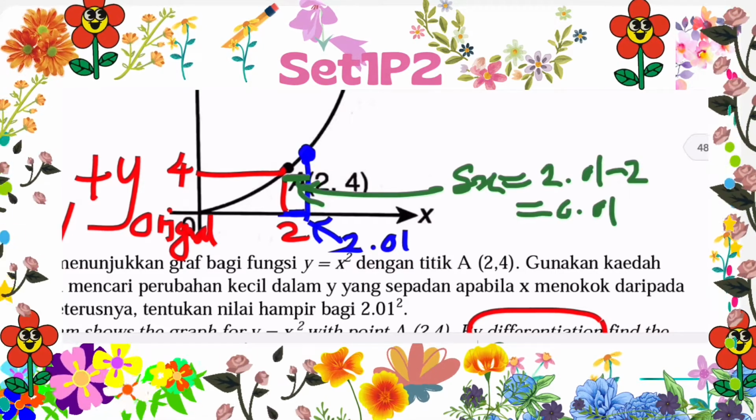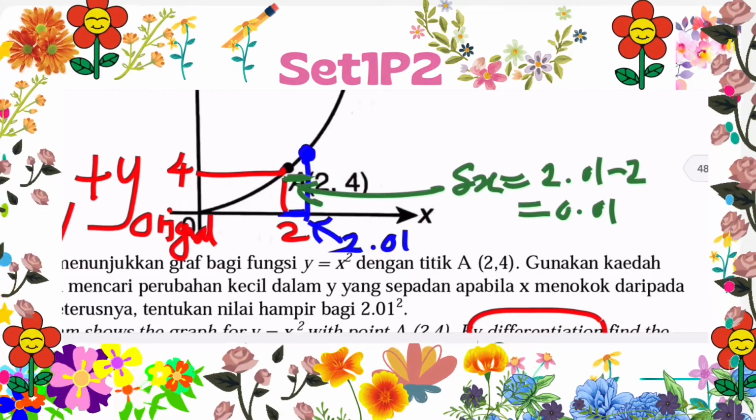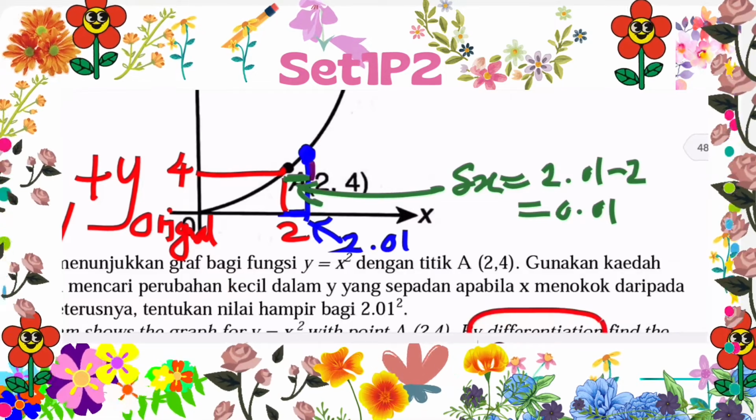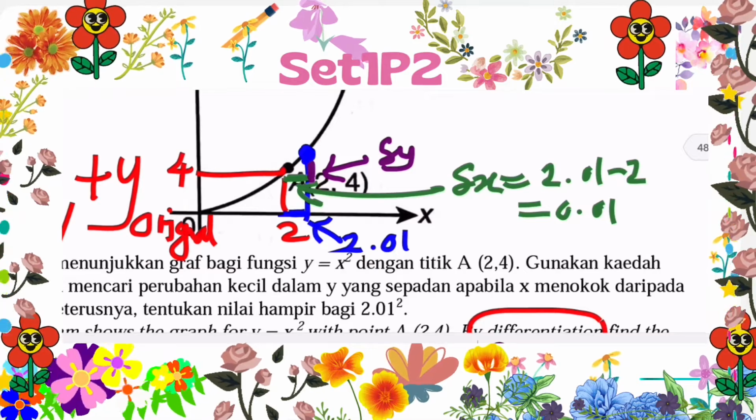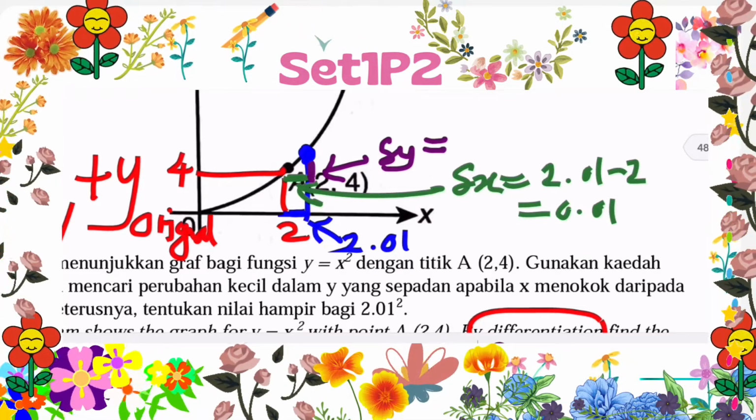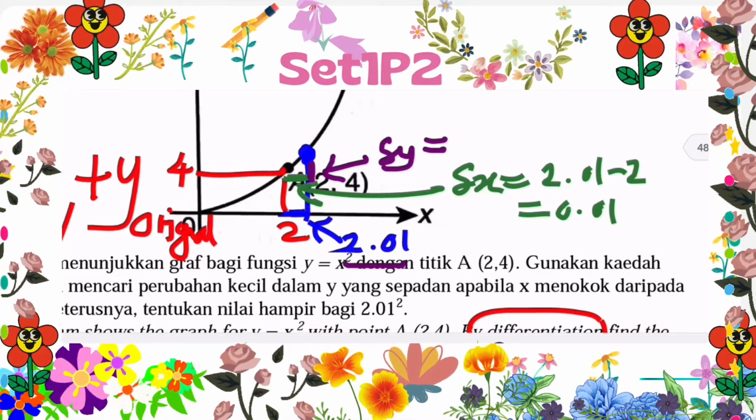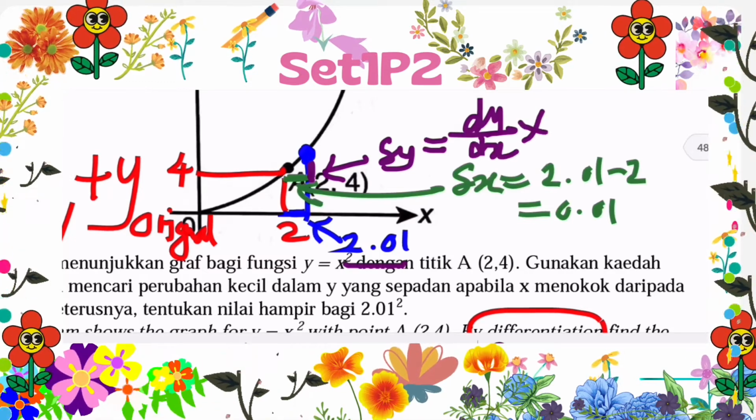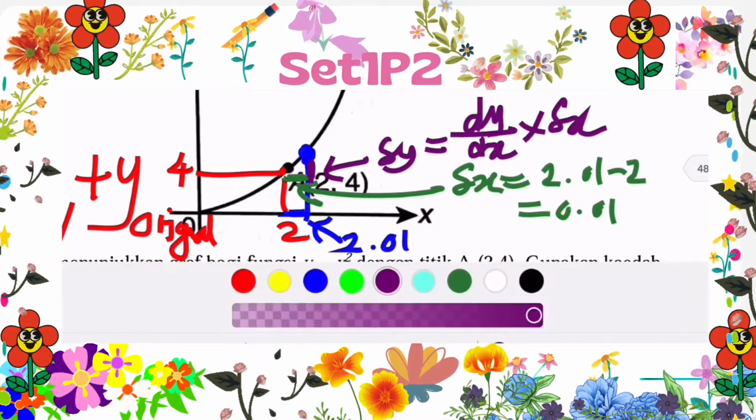So we have the triangle, right? Now what about this length? This length is delta y, the small change of the y. So we cannot find the small change of y when x changes directly. We have to use the concept of dy/dx times delta x. Let me explain to you. The concept is like this.